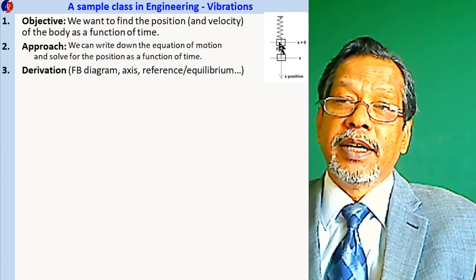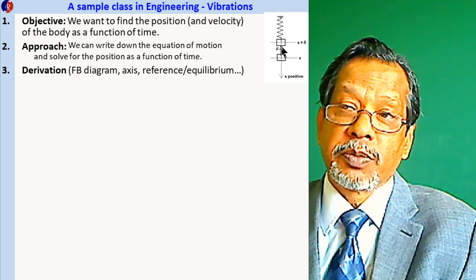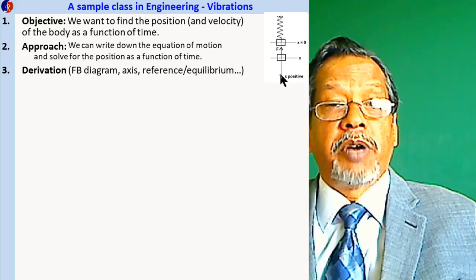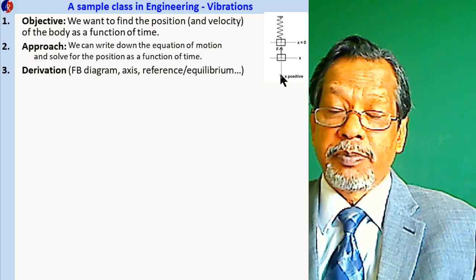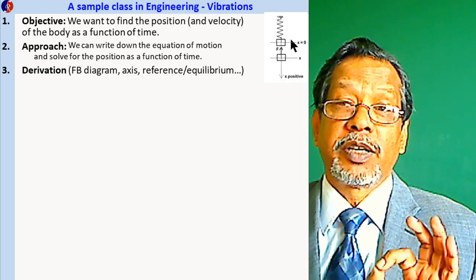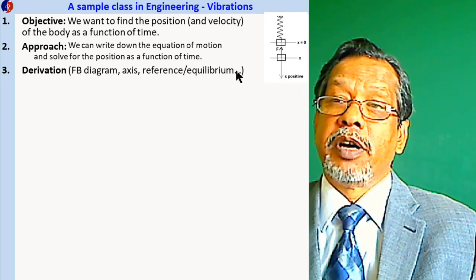That I'll consider as my reference, x equals 0, and x positive I'll take in this direction. Downwards, x positive, I'm free to choose. I could choose upwards too. Reference I have chosen at the neutral or equilibrium position. Good. Now draw a free body diagram.